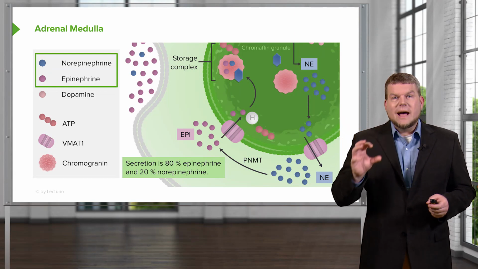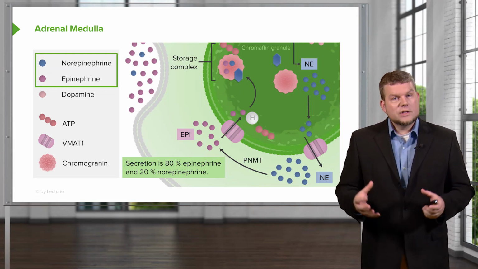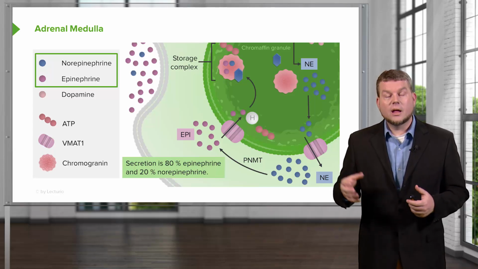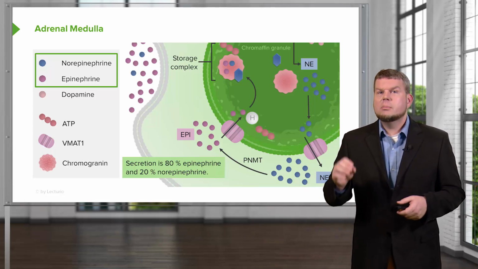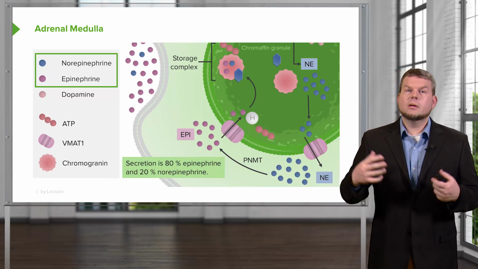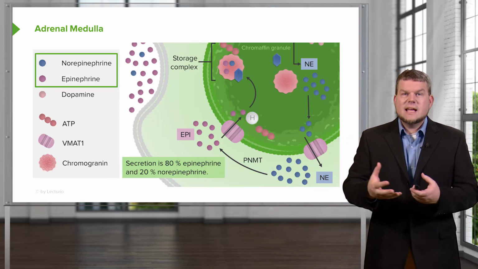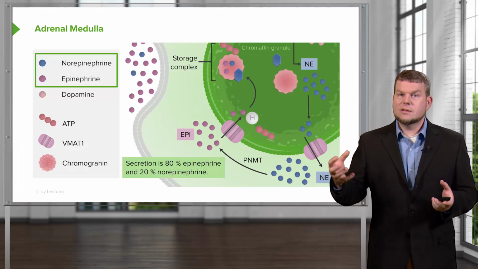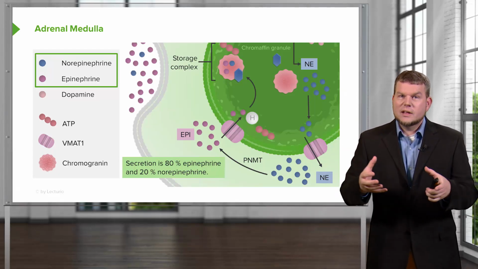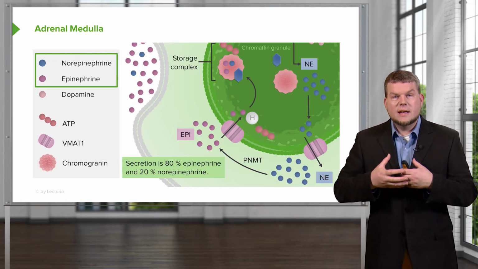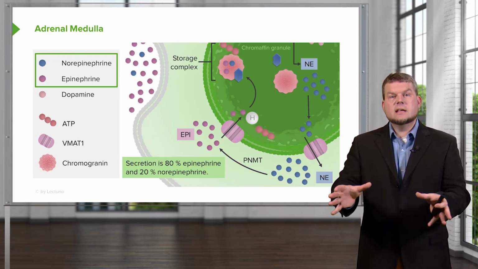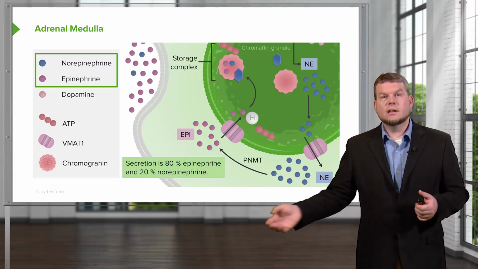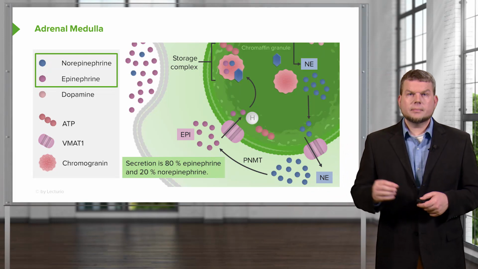Then it is bound in a storage complex that has primarily epinephrine, about 80%, but a little bit of norepinephrine, 20%. That is how this process works to be able to do these conversions in the right spot, make sure they get in the storage granule, so then it can eventually dock and release and spill its contents out to be picked up by the blood and delivered to peripheral tissues.